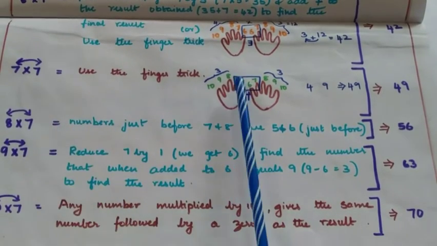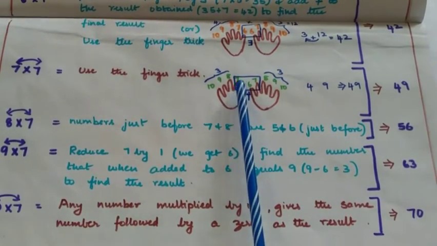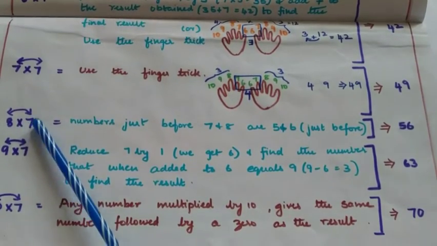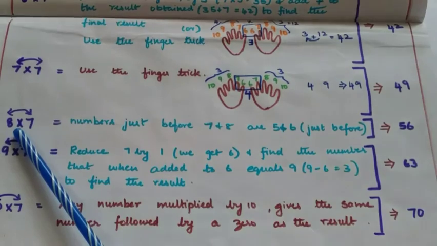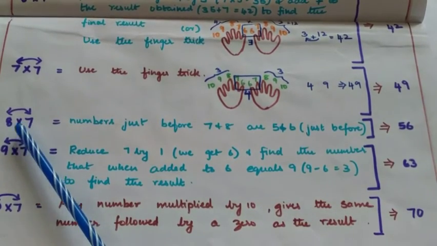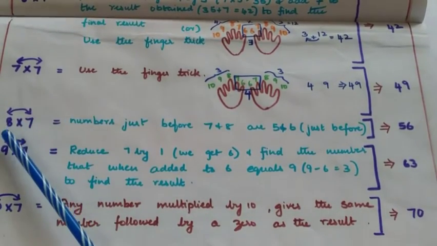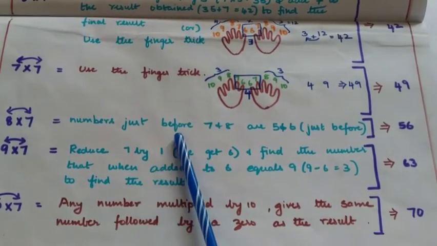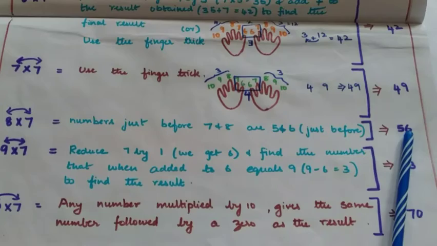Now let's move to the next row where 8 needs to be multiplied by 7. You can use the same concept of finger trick, or there is a simpler trick for remembering this particular row. The numbers before 7 and 8 are nothing but 5 and 6. So when you see 8 being multiplied by 7 or 7 being multiplied by 8, you can just remember the concept of just before and obtain the result 56.